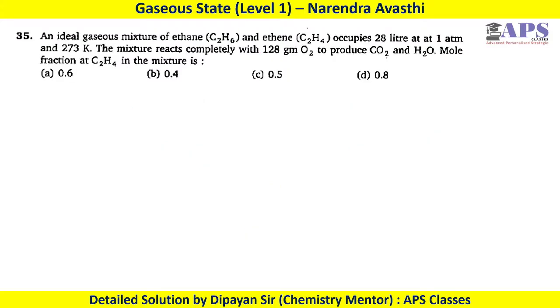Next question, an ideal gaseous mixture of ethane and ethene occupies 28 liter at 1 atm and 273 Kelvin. The mixture reacts completely with 128 gram of oxygen to produce CO2 and water. Mole fraction we have to find. So total mole you can calculate from PV by RT, that is 1 into 28 divided by 0.0821 multiplied by 273, that is 1.25 mole. So this is the total number of mole.